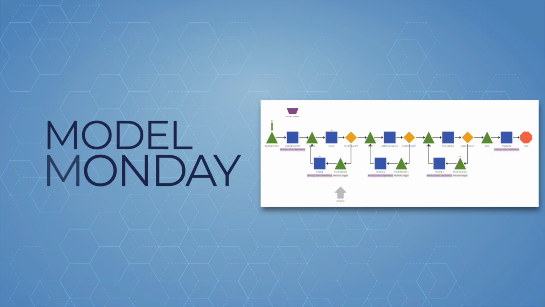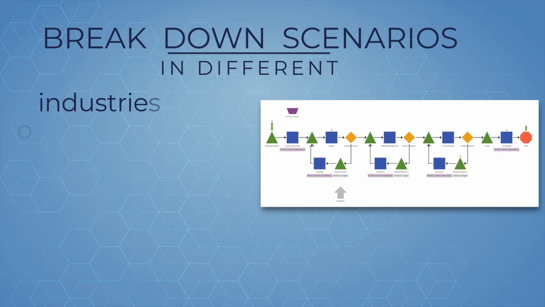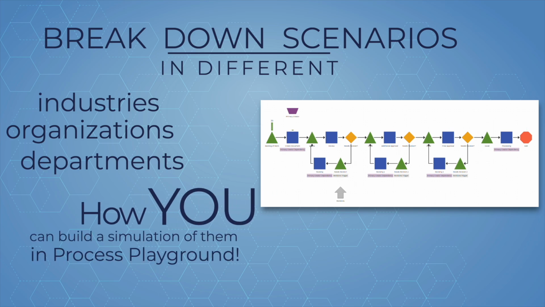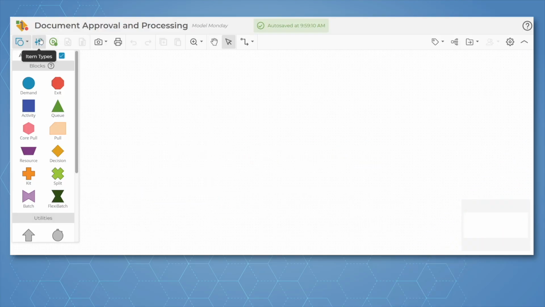Welcome to Model Monday, a series where we break down scenarios in different industries, organizations, and departments, and explain how you can build a simulation of them in Process Playground. Let's model it. We're going to start by creating our item type.